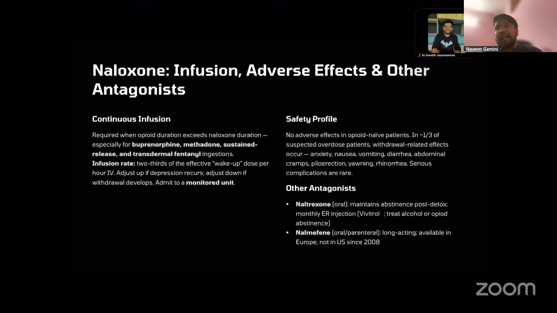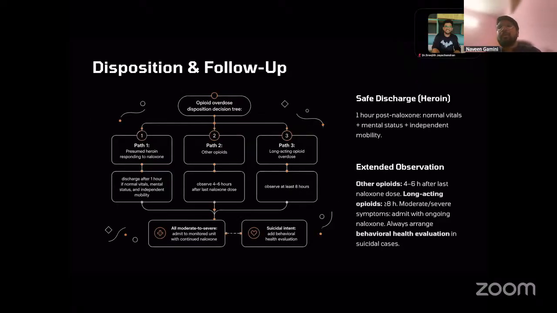So there are a few other antagonists other than naloxone which can be used, which are naltrexone and nalmefene. Naltrexone is an oral composition which is used for abstinence post-detox. So once the patient has undergone detox, to maintain the abstinence, we can use naltrexone. It can also be given as a monthly ER injection. So monthly once, that's enough. It is used to treat alcohol or opioid abstinence. Whereas nalmefene is an oral or parenteral drug, which is very long-acting, and it's mostly available in Europe and not in the US.